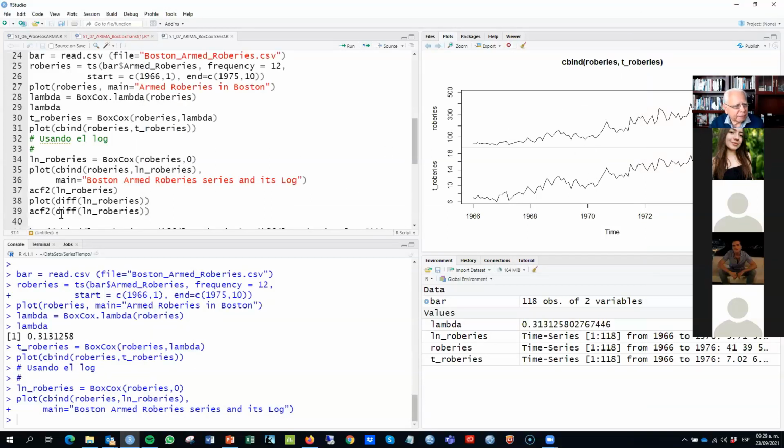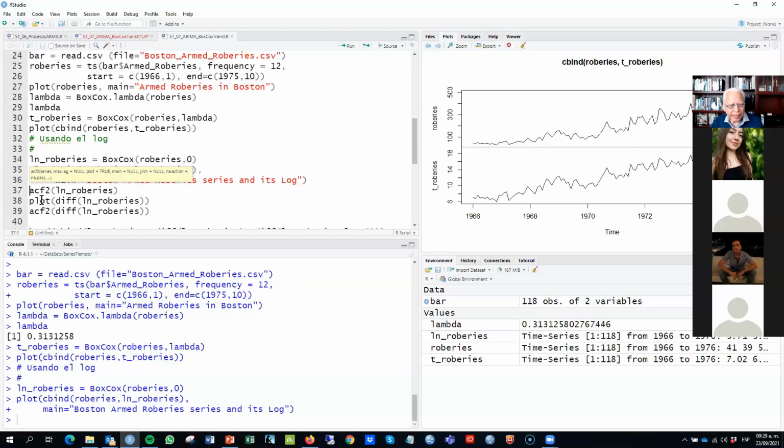And so it makes sense to work with the logarithm instead of raising the series to the 0.3 power. It makes more sense working with logarithms because we know we have to take a difference here.